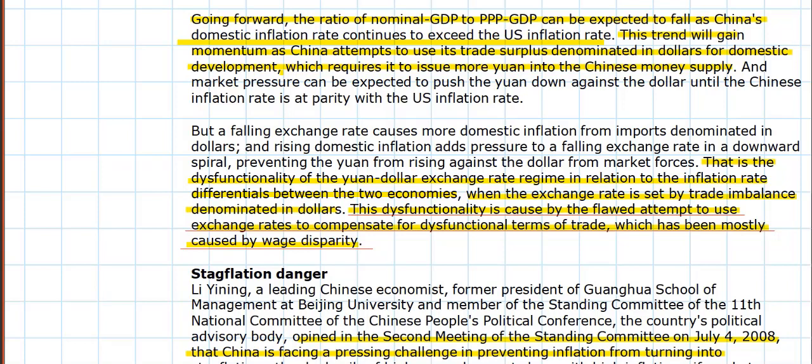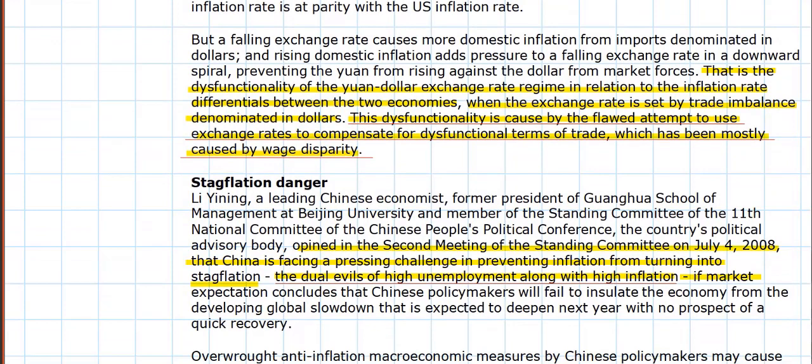That is the dysfunctionality of the yuan-dollar exchange rate regime in relation to the inflation rate differentials between the two economies. In other words, as you inflate, your currency becomes less, when the exchange rate is set by trade imbalance denominated in dollars. This dysfunctionality is caused by the flawed attempt to use exchange rates to compensate for dysfunctional terms of trade, which has been mostly caused by wage disparity.